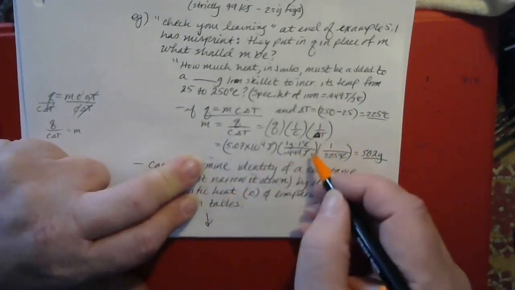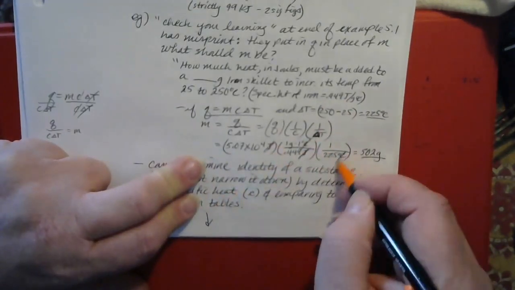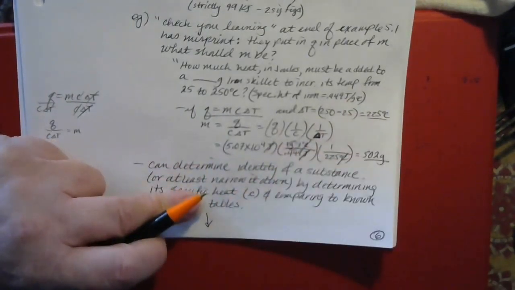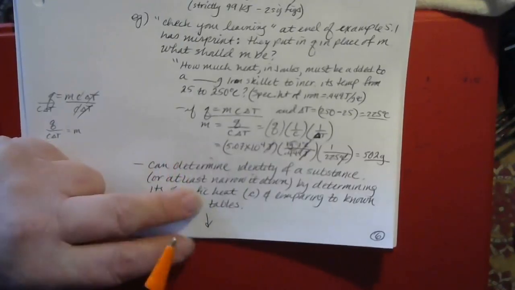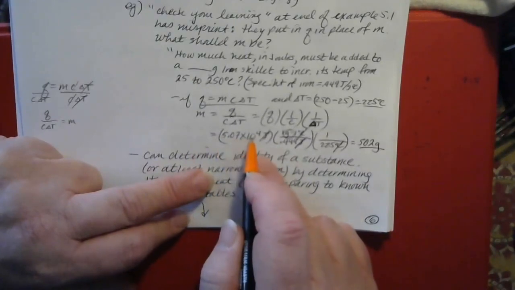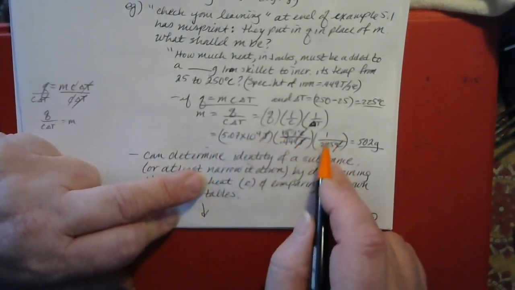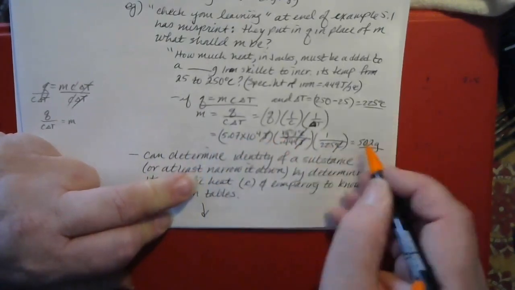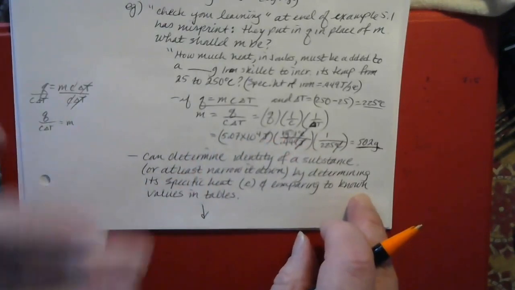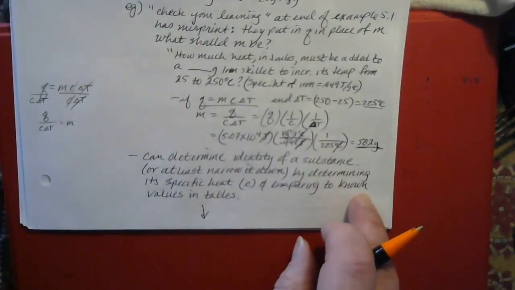Notice the units: joules cancel with joules, degrees Celsius cancel with degrees Celsius, leaving you with grams as the unit for your answer, and that is a mass, so that's good. And you work it out, the 5.07 times 10 to the fourth divided by 0.449 divided by 225 leaves you with a mass of 502 grams. So that's the number that was actually missing from the problem, 502 grams.